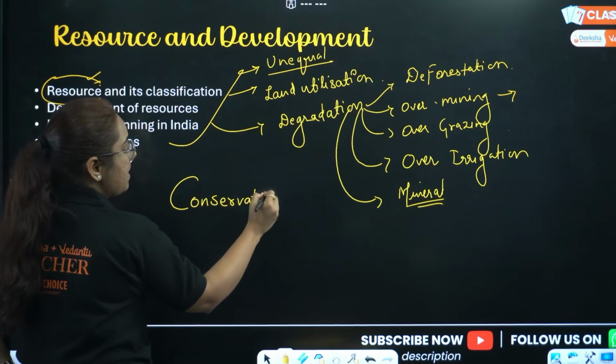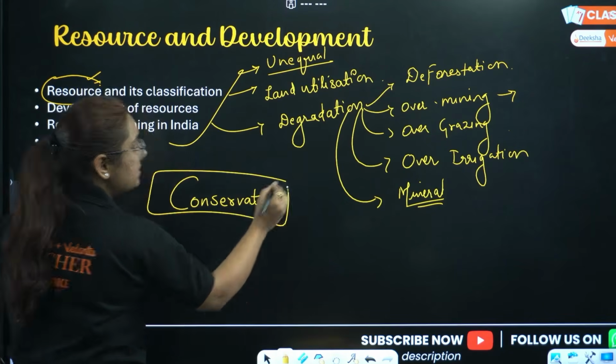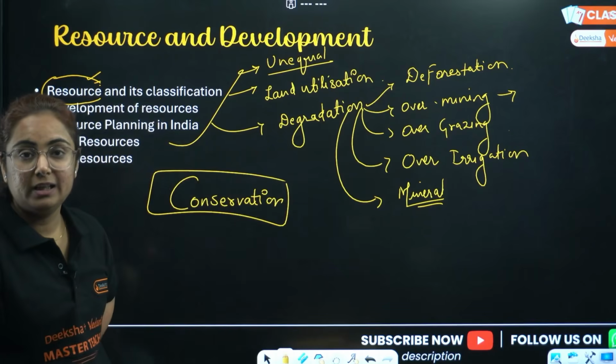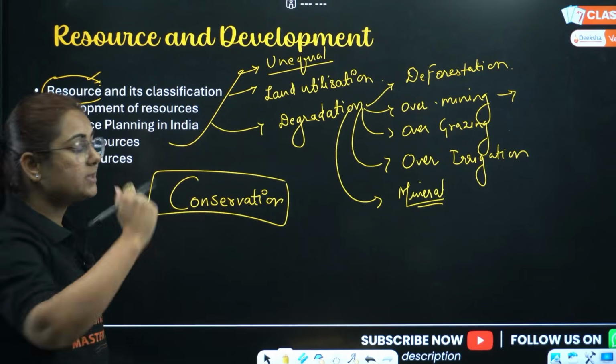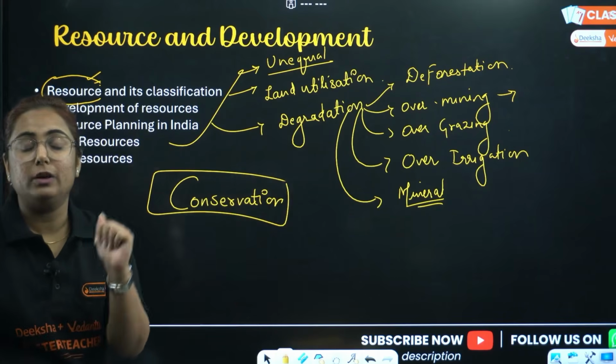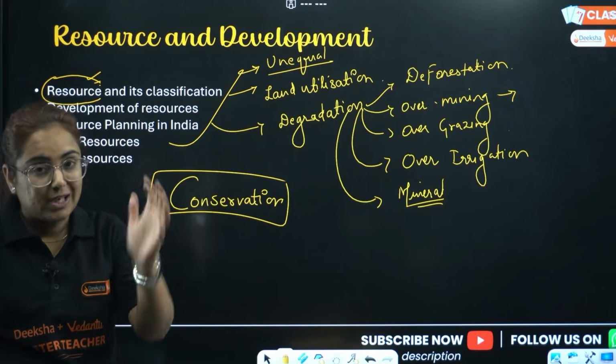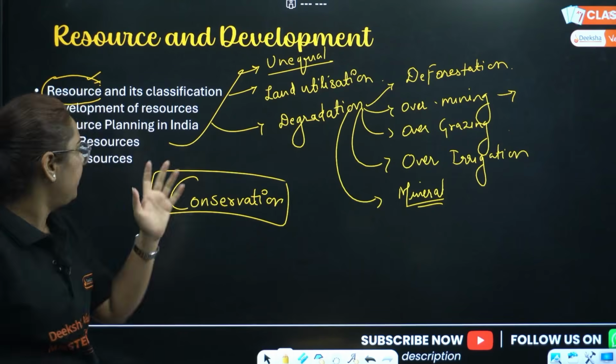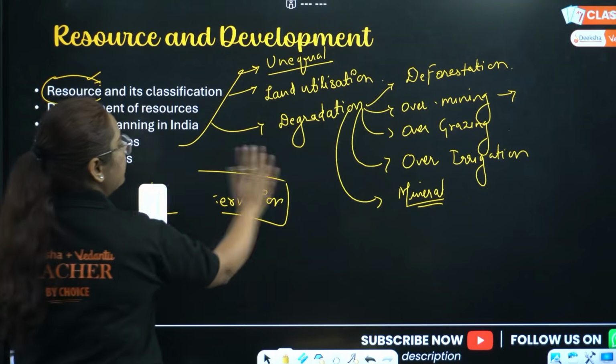And then we talk about land conservation. What are the methods? Afforestation is a method, right? Controlling grazing is a method. Over irrigation we should not do. Then shelter belts can be done, right? Various methods. Now the last one, that is soil resource.